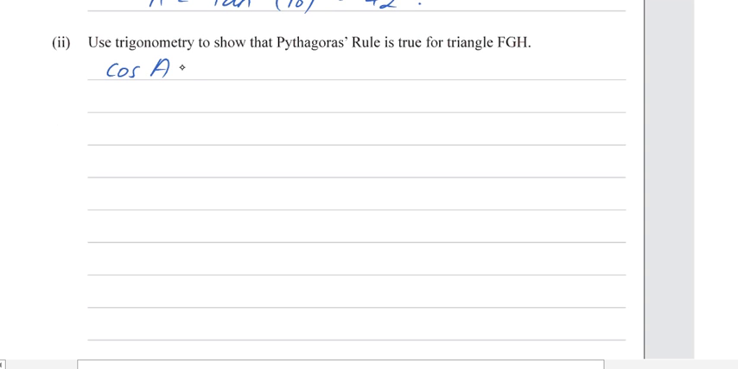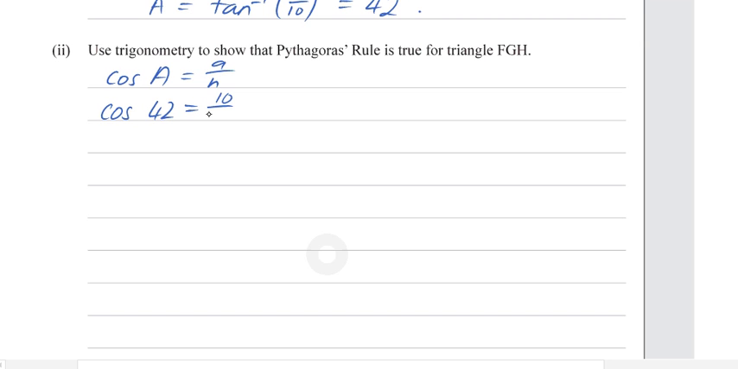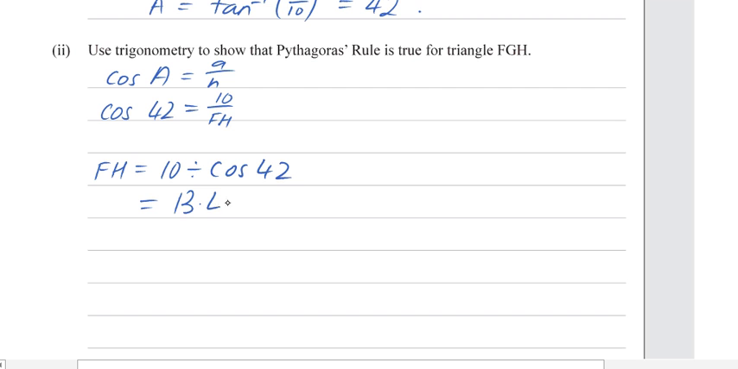Cos angle equals adjacent over hypotenuse, and so we can put in the angle of 42 equals the adjacent side, which is 10, over the hypotenuse, which is the side FH, so I'll write that in, FH, and in this situation we want to say that FH is equal to 10 divided by cos 42, because FH is on the bottom there, and putting that into our calculator we get 13.45.